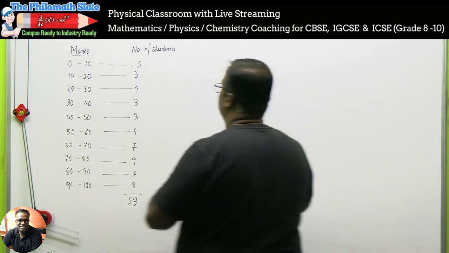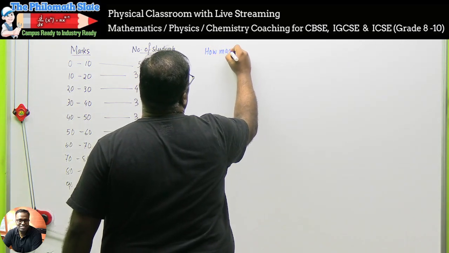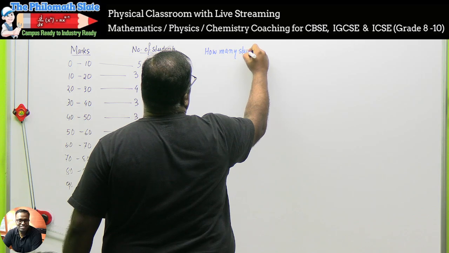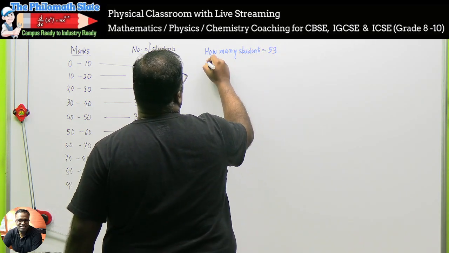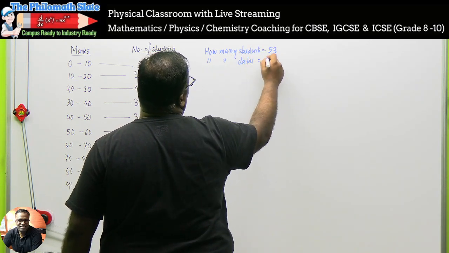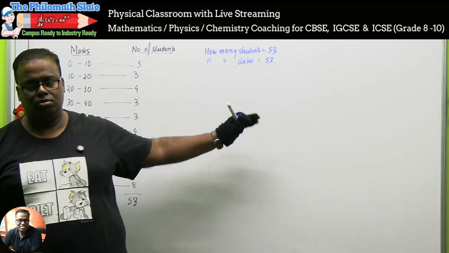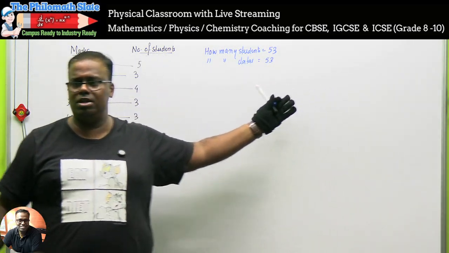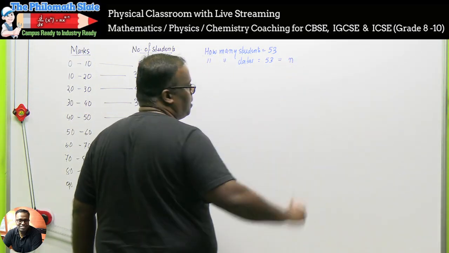How to find out the median? How many students? Answer me. 53. I am asking you, how many data? We are not worried about students. 53 data. If there are 53 students, then we have 53 marks. Is this not equal to n, child?